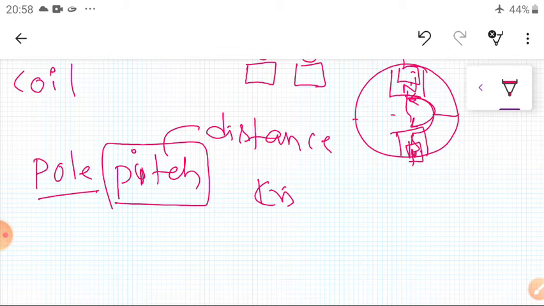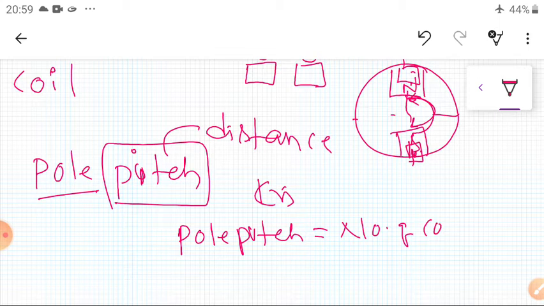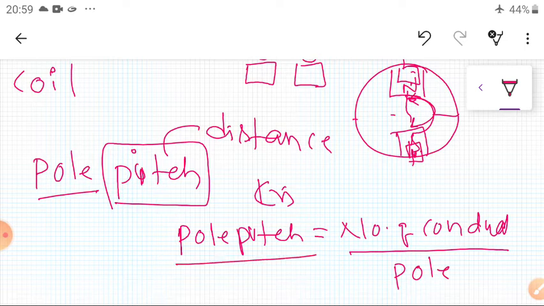For example, if the number of conductors is given, the pole pitch is equal to the number of conductors divided by the number of poles. Then we can calculate the pole pitch. That means of the total conductors, some are under one pole and the remaining conductors are under the other pole, because we require one direction to be upward and the other downward. That is because we are going to add the voltages. The voltage produced in each coil is additive. Already you know those basic things.